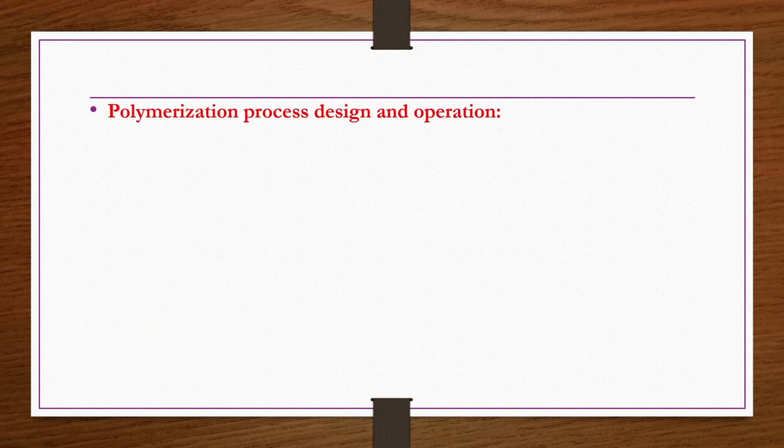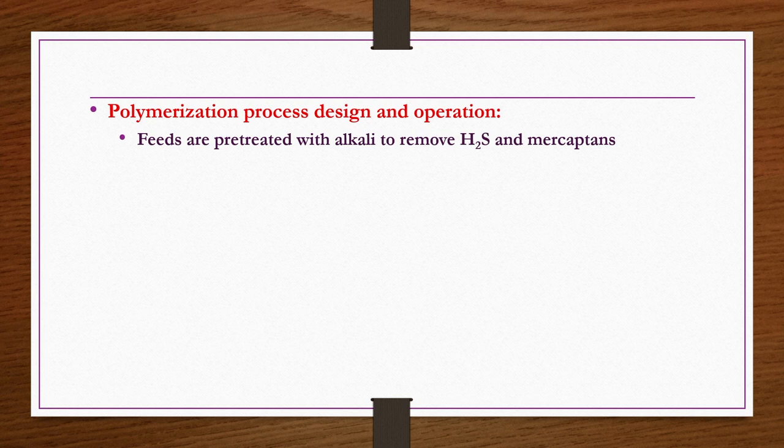Now, coming to the polymerization process design and operation, feeds are pre-treated with alkali to remove H2S and mercaptans. Since you are using alkali to remove H2S and mercaptans, indirectly you are removing the sulfur components, as mercaptans also contain sulfur. For that purpose, you are pre-treating the feeds with alkali. But if you are doing polymerization using the acid catalyst, then the acid may be deactivated because of traces of alkali present along with the feed because of the pre-treatment. So, such alkali should be water washed.